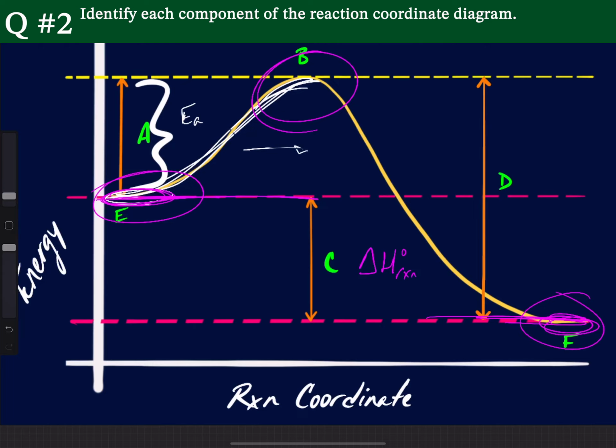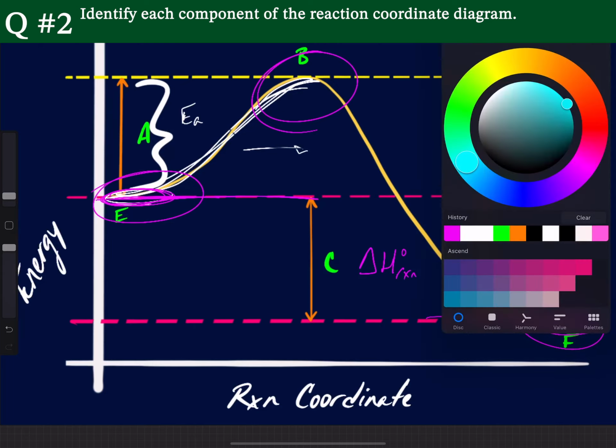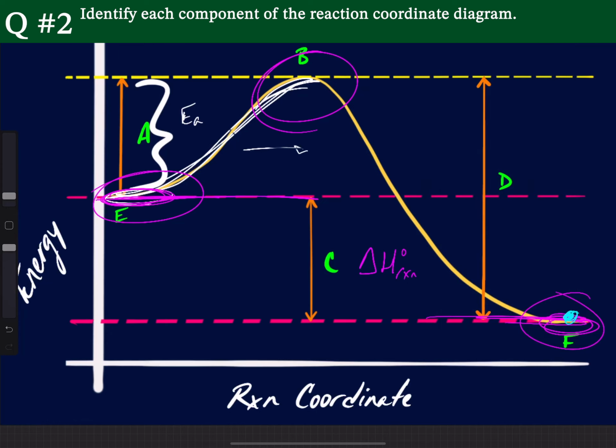Letter D. Now if I start down here by the products, by F, this much energy is required to get to the transition state. Well, what's the transition state? That is the point where bonds are breaking and forming at the same time. It's the highest point of energy in a reaction. To reach that point where bonds are breaking, they can either continue to form our reactants or go back down and form our products again.